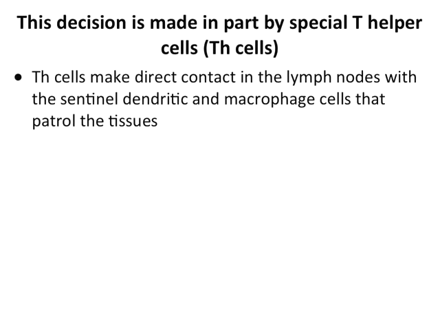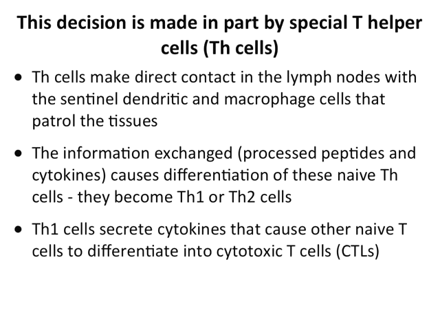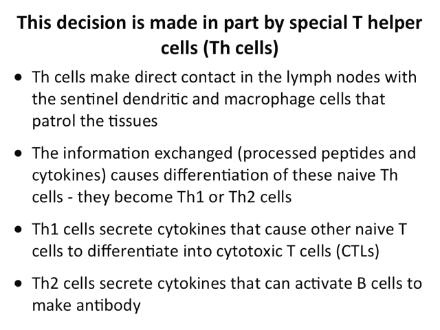Remember, these cells in the lymph nodes make contact with dendritic cells and also macrophages that are patrolling and bringing in foreign antigen. They exchange information. This we've talked about already today: peptides and cytokines, and that causes the differentiation of the CD4s into either Th1 or Th2 cells. Th1 cells are those that secrete cytokines that make the T cells differentiate into cytotoxic T cells. And the Th2 cells make cytokines that make B cells make antibodies.